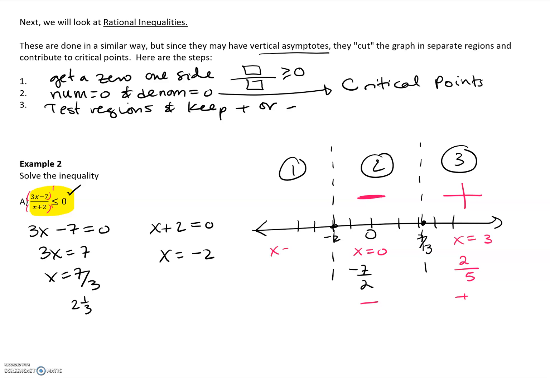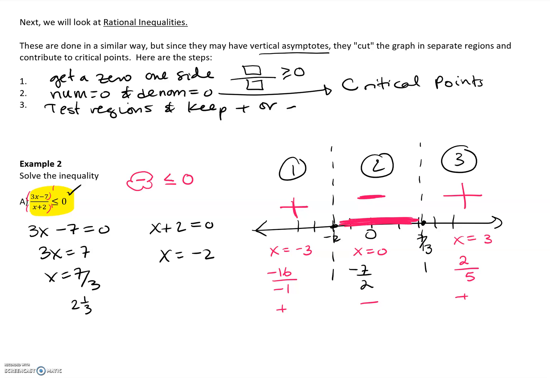If I do x equals -3, in the original I have 3 times -3, which is -9, minus 7, that's -16, over -3 plus 2 is -1, so that's going to be a positive. And my original problem said, give me the stuff that's less than or equal to 0. So the stuff that's less than or equal to 0 means give me negative stuff. So I'm only interested in this region for the solution.